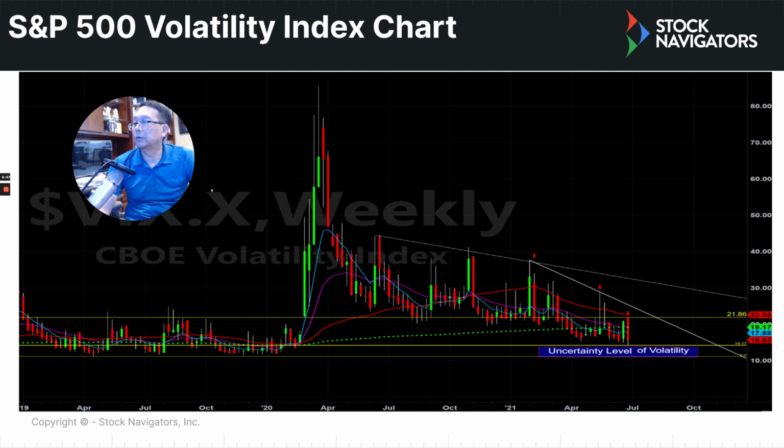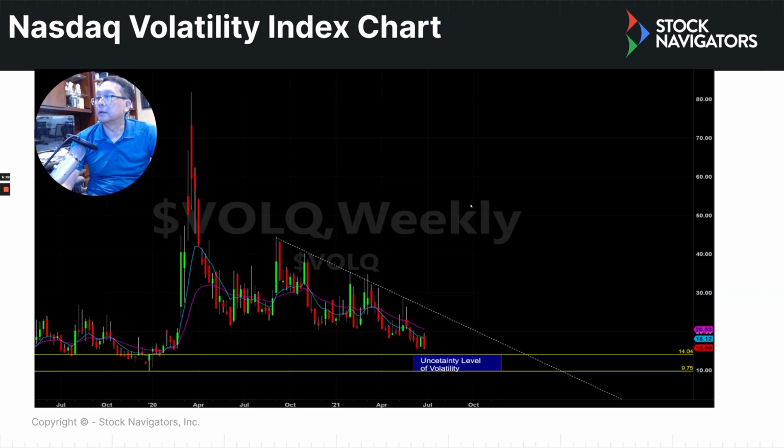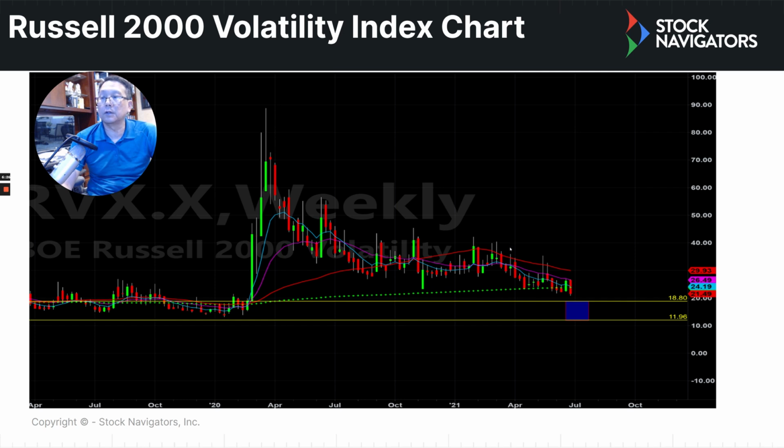Okay, and if you look at the Nasdaq Volatility Index, you can see that the Nasdaq is very strong after the pandemic. They continue to drop down. So right now they still have a little more room to get to the uncertainty level of volatility here. So we have to watch out when they head to this level here, and then we want to see how they react from this level. Okay, and also if you look at the Russell 2000 volatility index, we still have a little more room to touch down to the uncertainty level of the market here.